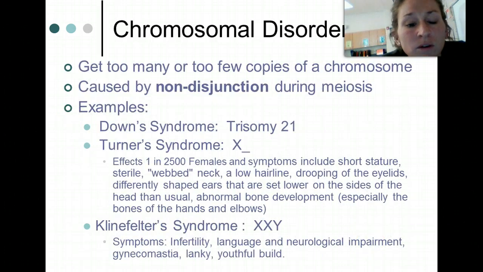You have Turner syndrome, where there is only an X. There's no Y or other X in that 23rd pair. So this would be a female, but there are many symptoms that go along with it. Some of them you can't really see outwardly, like being sterile, so that one would not be able to have kids. Some can be seen: short stature, webbed neck, drooping eyelids, differently shaped ears, and I'll show you a picture, and if I wouldn't point it out to you, you may not even know that she had anything wrong with her. And then Klinefelter syndrome, you have 2 X's and a Y. So these symptoms would include infertility, language and neurological impairment, gynecomastia, lanky, and youthful build.